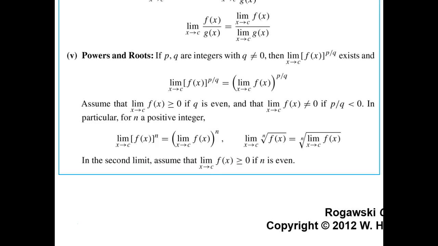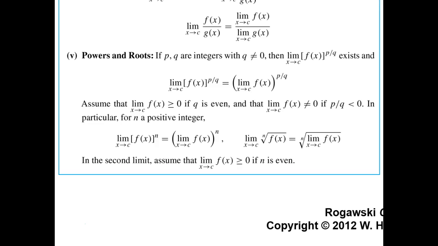Powers and roots. If p and q are both integers, now before, remember, our k was any real number. Now we're limiting p and q to integers, and q not being 0. Then the limit, as x approaches c, of that function f of x, which we know has a limit, but that function is now raised to the p over q power. That limit also exists, and what can we do with that? Well, you probably have already guessed it. The limit of that would be the limit of the function itself raised to the p over q power.